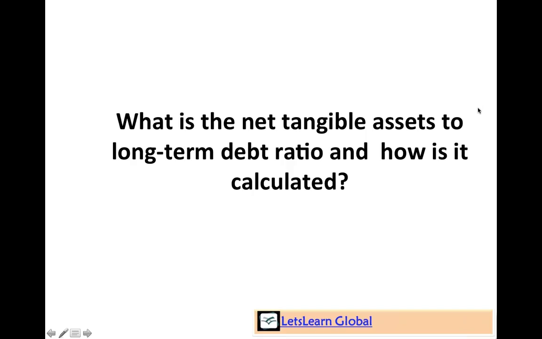Then the next ratio is total liabilities to net tangible assets ratio. Total liabilities divided by net tangible assets. This is just the reversal of the previous ratio.